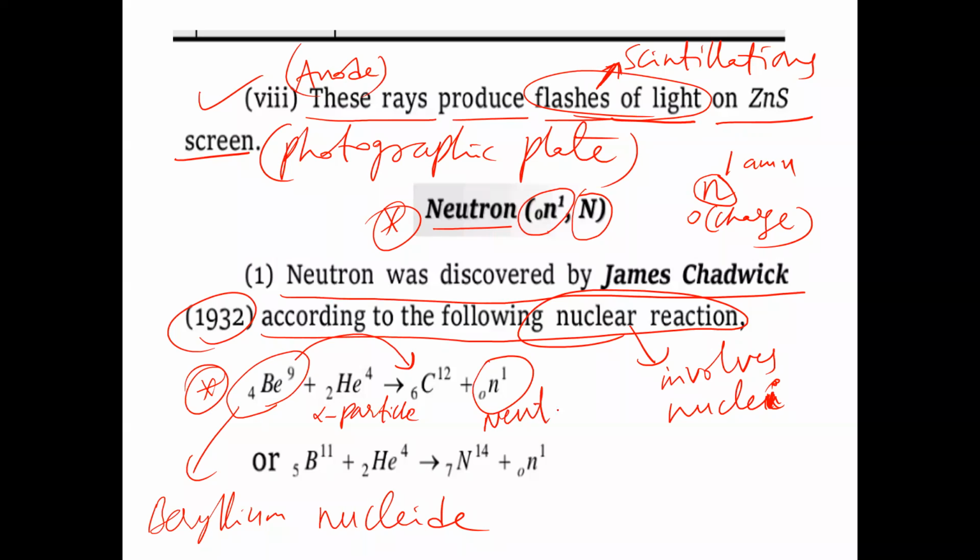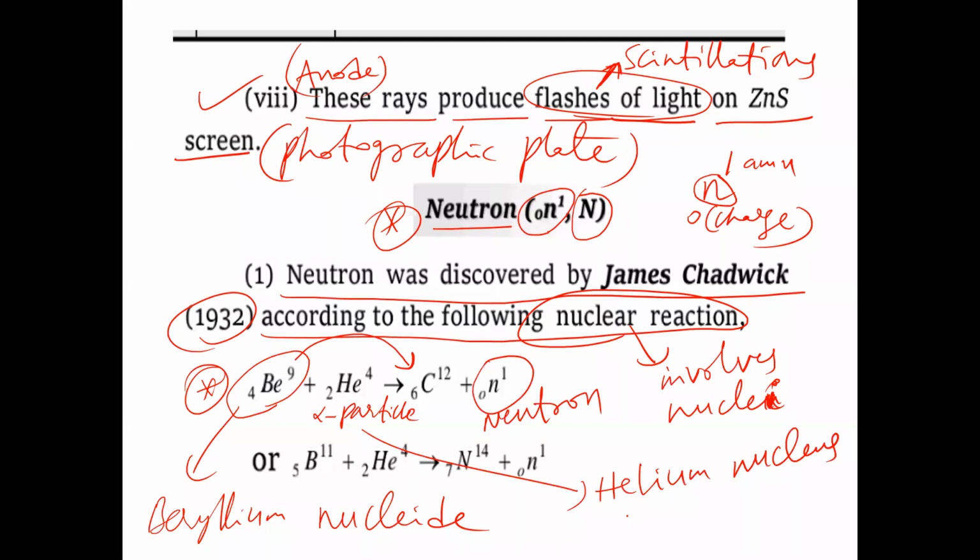One neutron is emitted when the alpha particle bombards the beryllium nucleus. Beryllium has atomic number 4, mass number 9, so Be-9, and helium-4. A helium nucleus is nothing but an alpha particle. So an alpha particle is nothing but a helium nucleus.